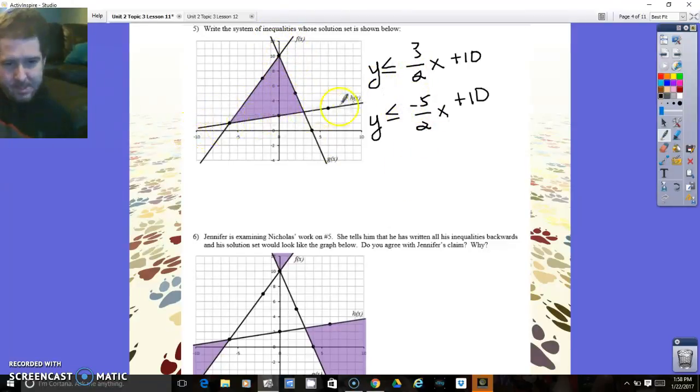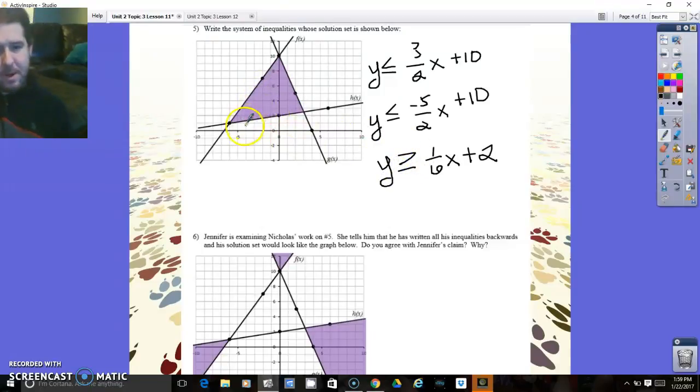Last one, which is this line right here. It looks like it's hitting at 3. If I'm not, nope, that's 2. So it looks like it's hitting at 2, and it's going up 1 for every right. 1, 2, 3, 4, 5, 6. So, I almost called that one. So that's up 1, right 6, like that. And y this time has to be greater than, because the shaded part is above that boundary line. The boundary line is going up 1 for every right 6, and it is starting at positive 2.